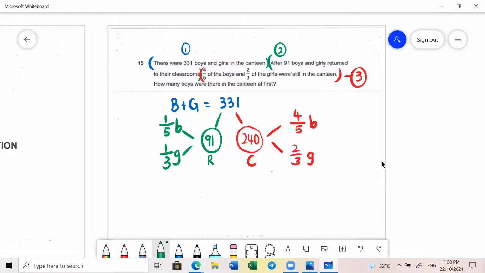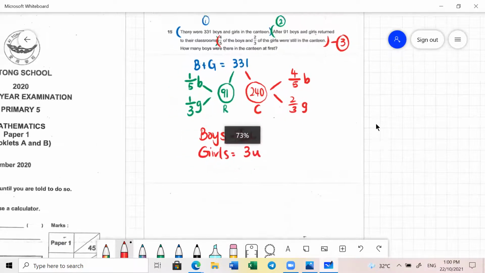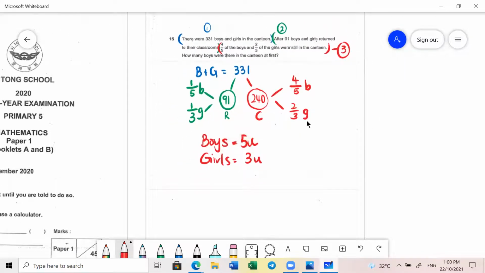Simple as that. Now, we also need to know what is the total for boys. For boys, the total is equal to 5 units, and for girls, the total is equal to 3 units. Simple as that. But the thing is this: we cannot say that 5 units plus 3 units equals 331.